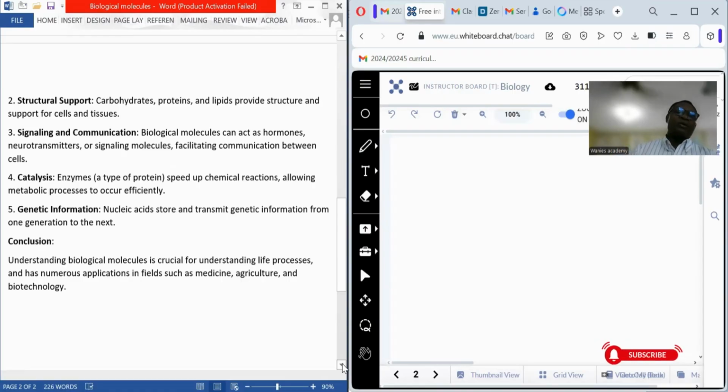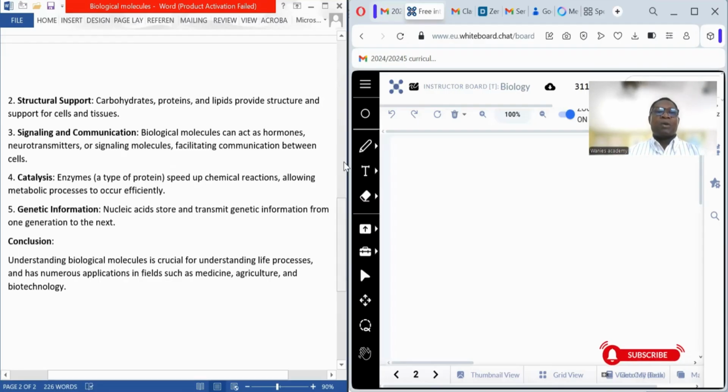Conclusively, biological molecules help us to understand life processes in the body of living organisms. And they are also applied in numerous ways to make organisms live effectively and function well. They are applied in the field of medicine, in the field of agriculture, and the field of biotechnology.